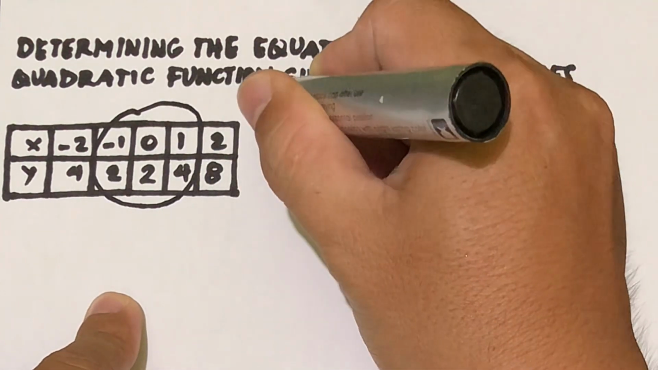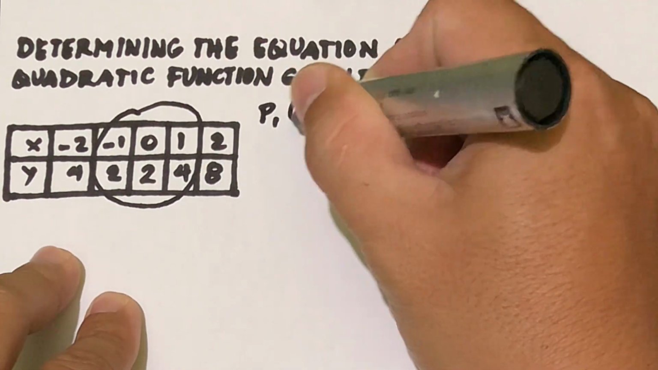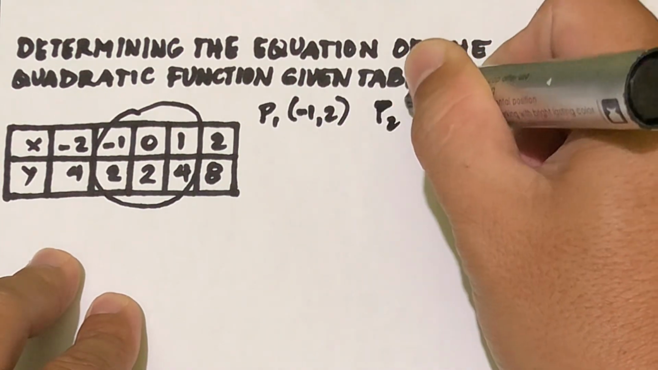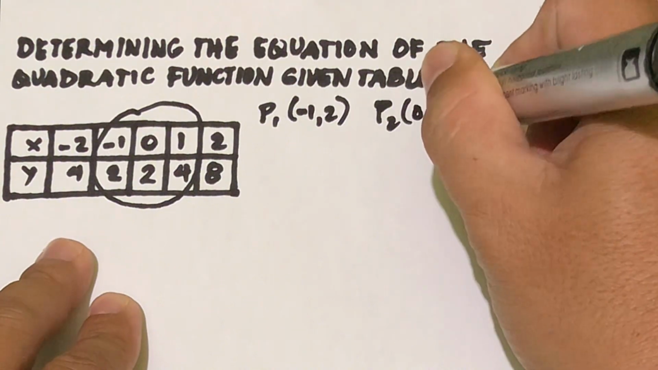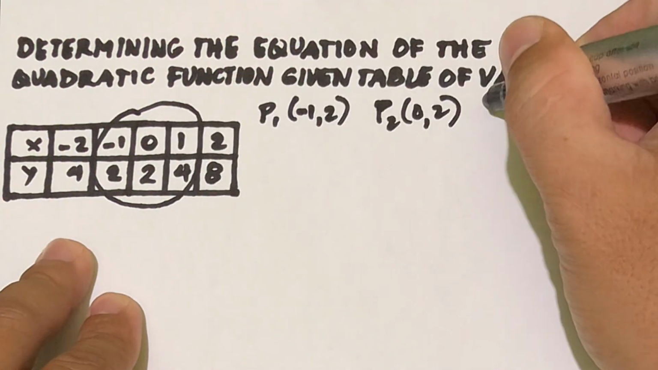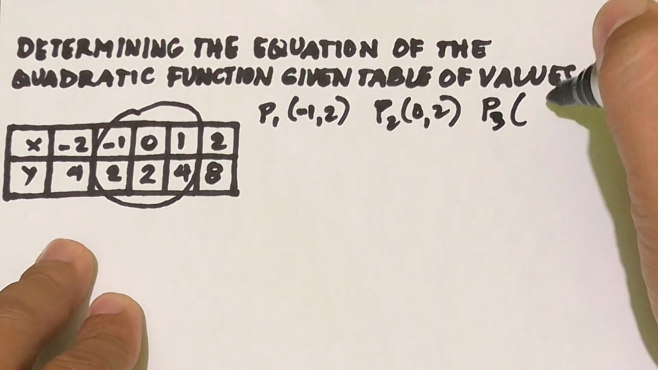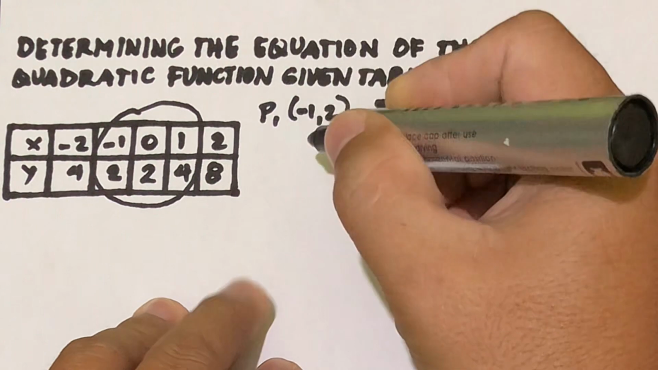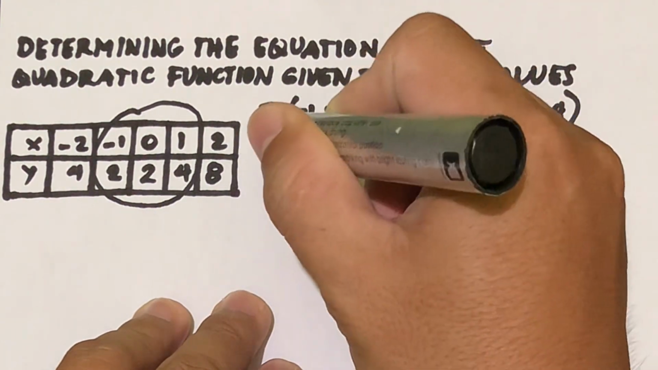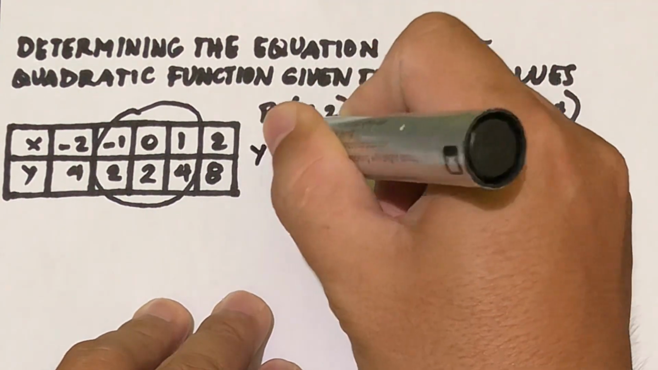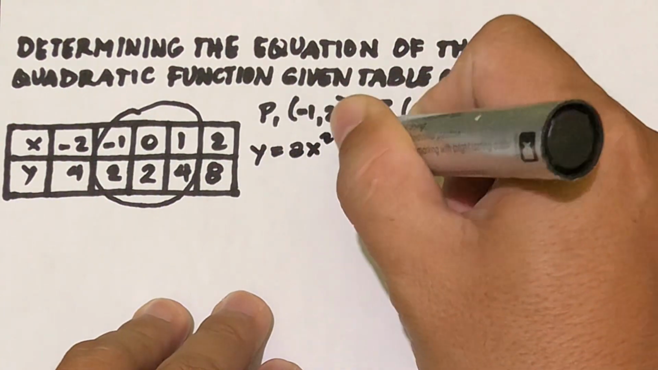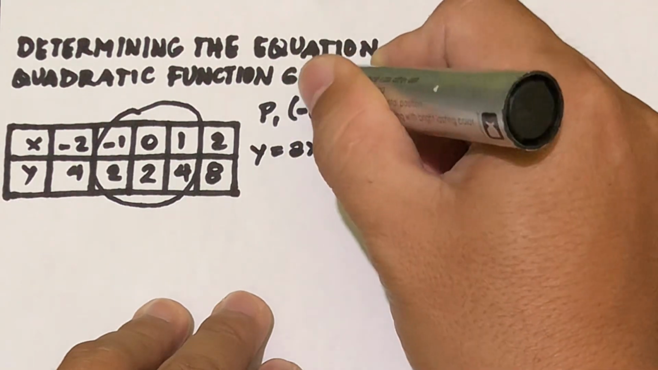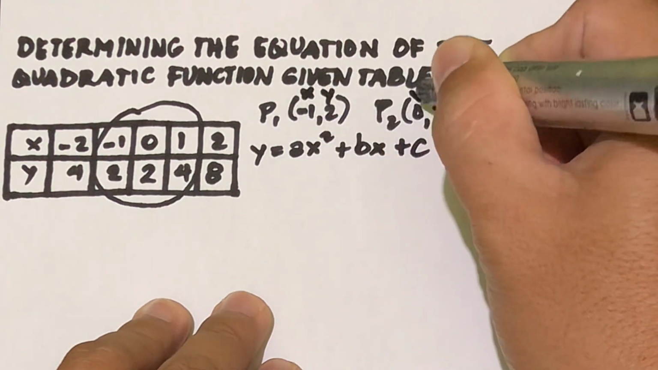Let's have point 1 as (-1, 2), then point 2 as (0, 2), the second point here, and the third point as (1, 4). Then after selecting 3 points, we're going to use the general form of the quadratic function, y equals ax squared plus bx plus c, and we're going to substitute all of the x and y values from the 3 points.